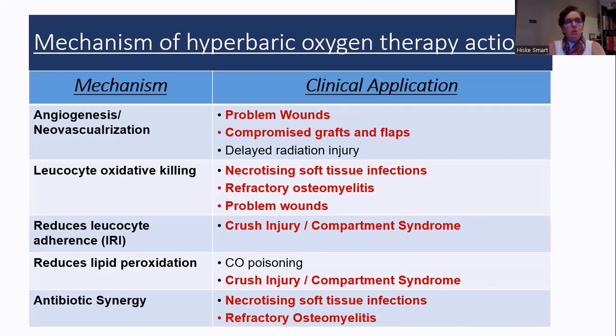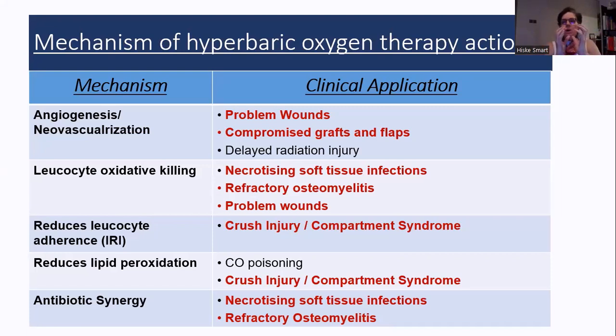So I spoke about the angiogenesis. Also, we are potentiating antibiotic mechanisms here. And that's very applicable in the necrotizing soft tissue, refractory osteomyelitis, and in the problem wounds. And especially the antibiotics that are very prone for soft tissue and bone penetration, we can potentiate that to have even higher absorption into tissue. Reduce leukocyte adherence, lipid peroxidation, and then antibiotic synergy. And that is working together with that leukocyte oxidative killing.